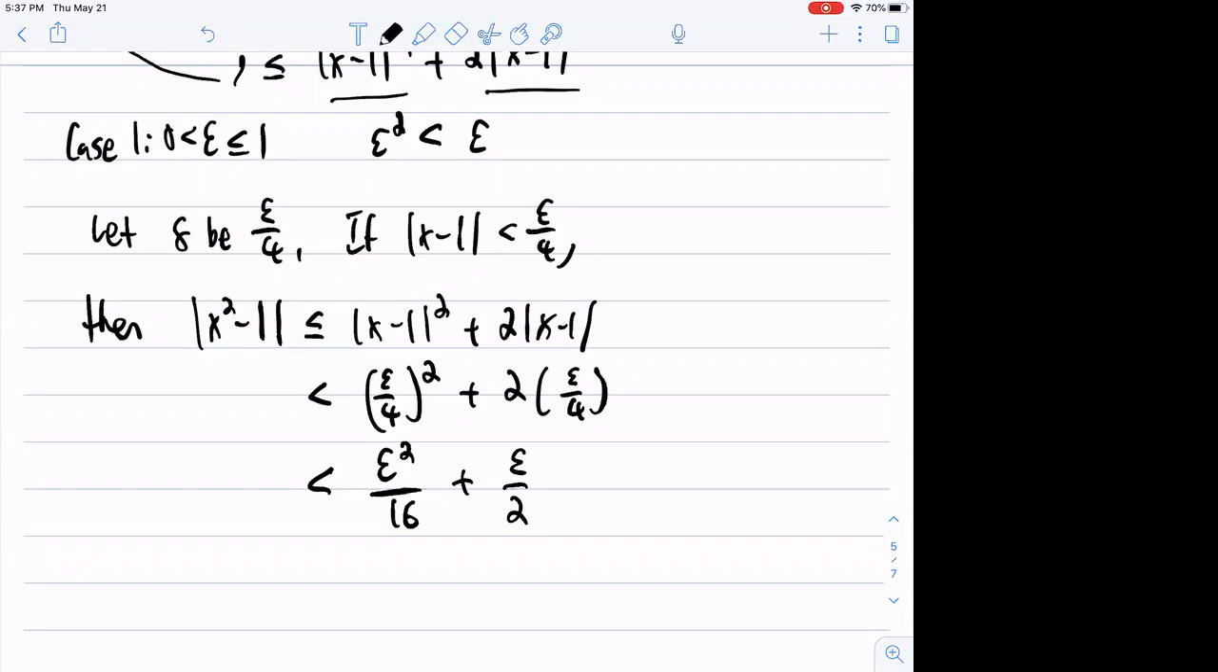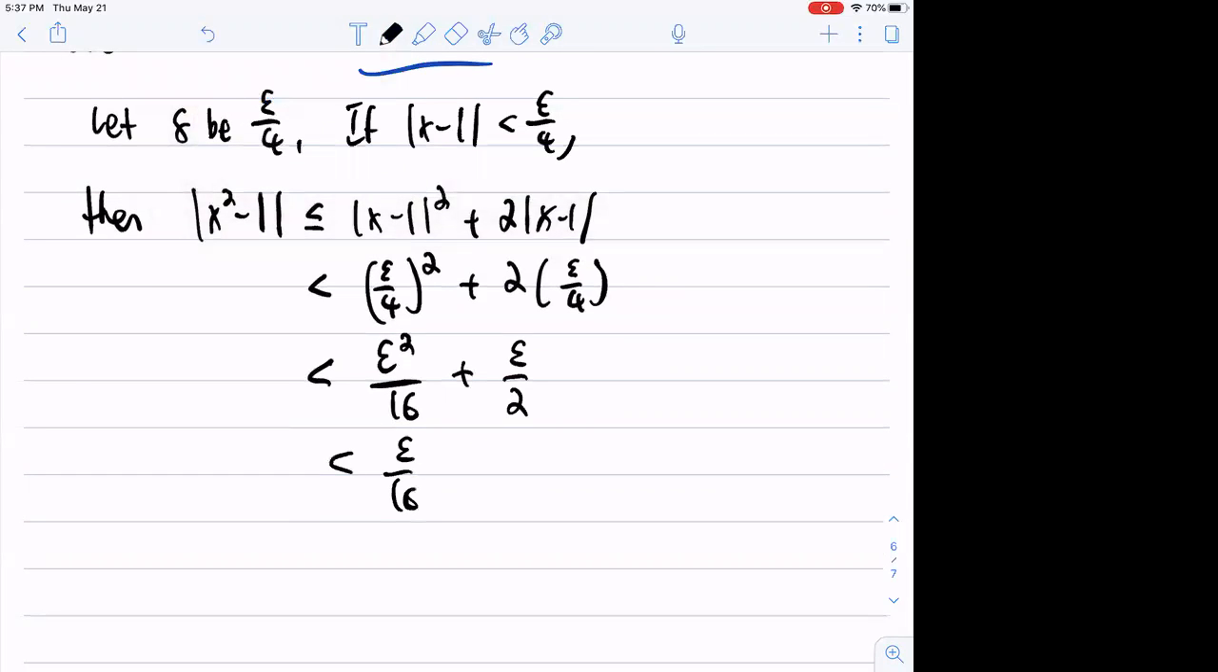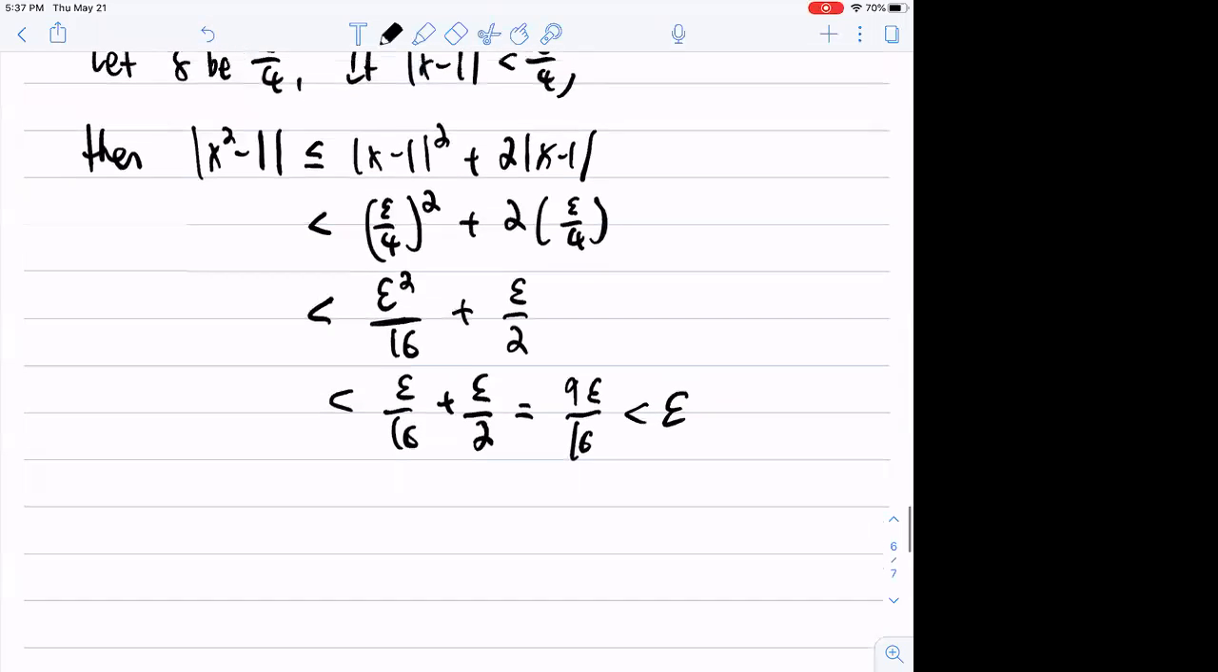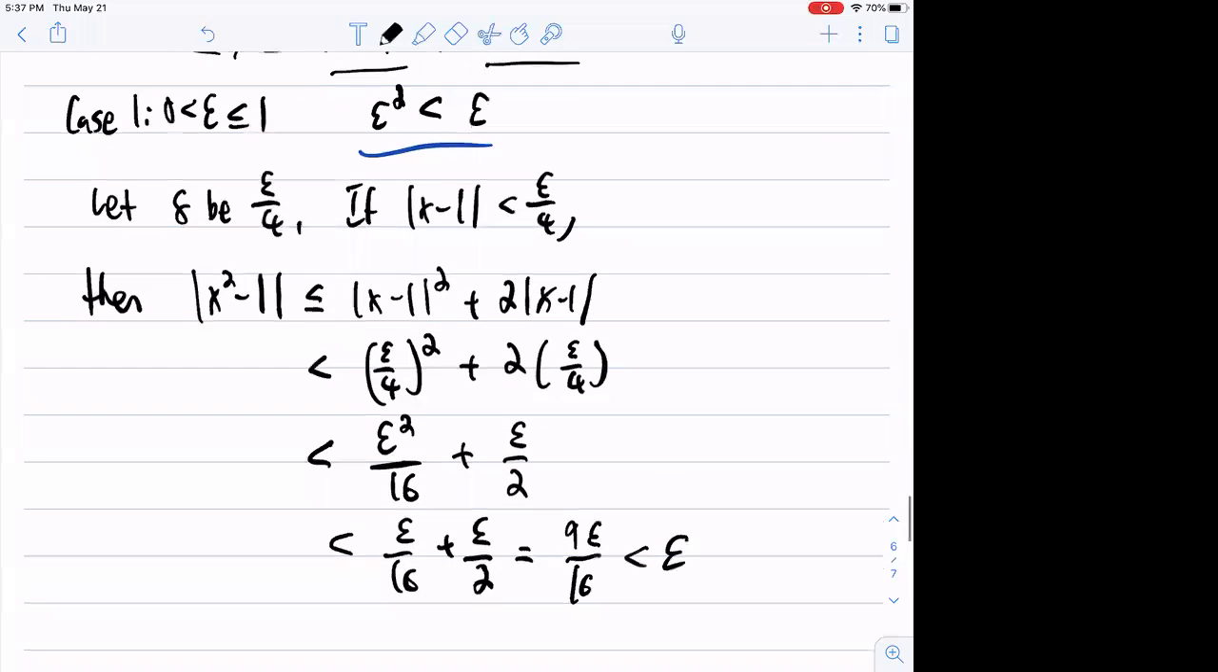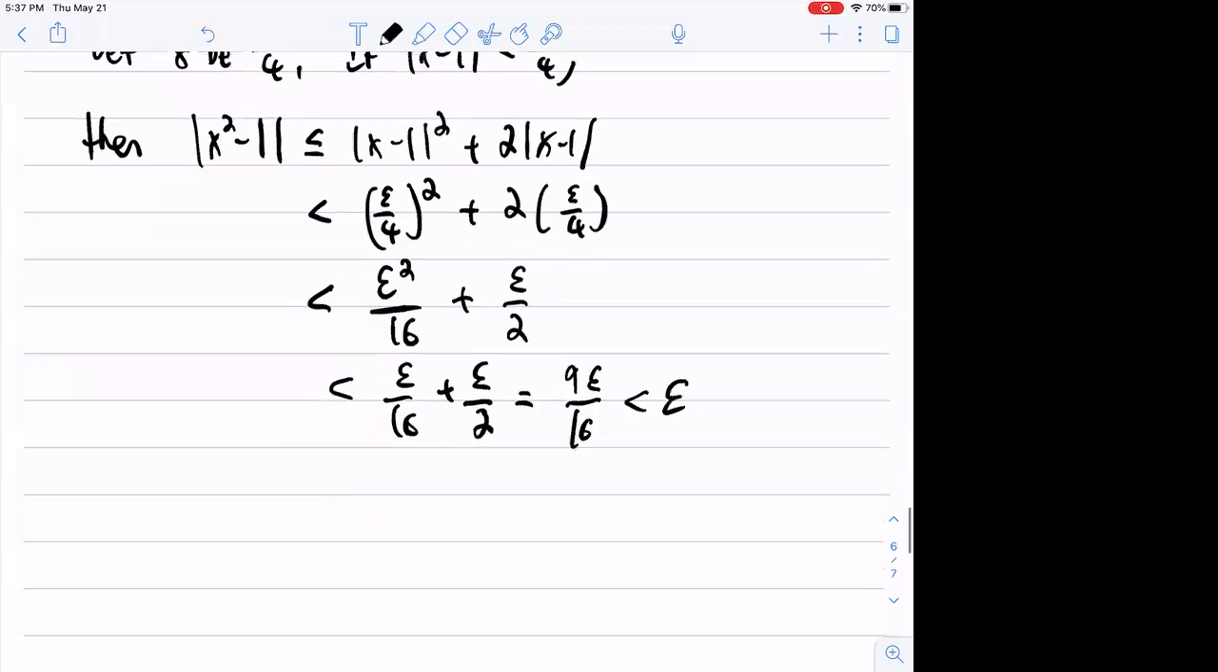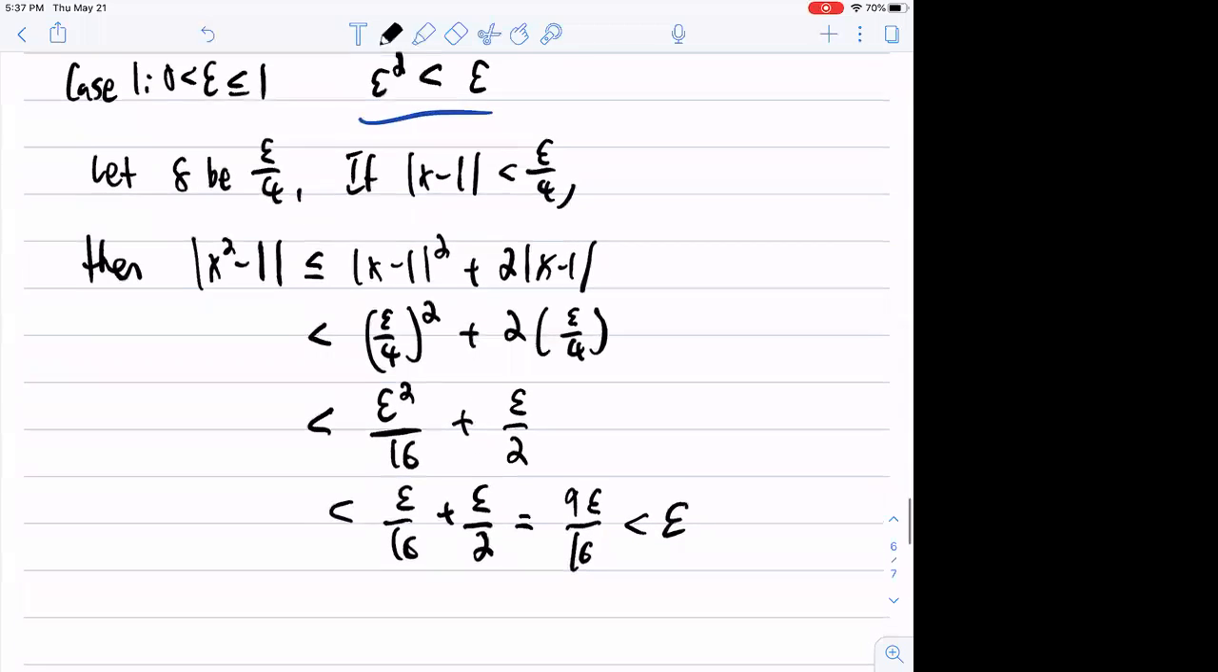Now, from what we said right here, epsilon squared is smaller than epsilon, right? So this is smaller than epsilon over 16 plus epsilon over 2, and this is clearly smaller than epsilon, because this is 9 epsilon over 16, which is less than epsilon. So you're done, yeah? So that's for the first case. Of course, you didn't need to choose epsilon over 4. As long as you get something less than epsilon, you're good, right? It'll work for epsilon over 8, or whatever number, as long as the numbers work out.